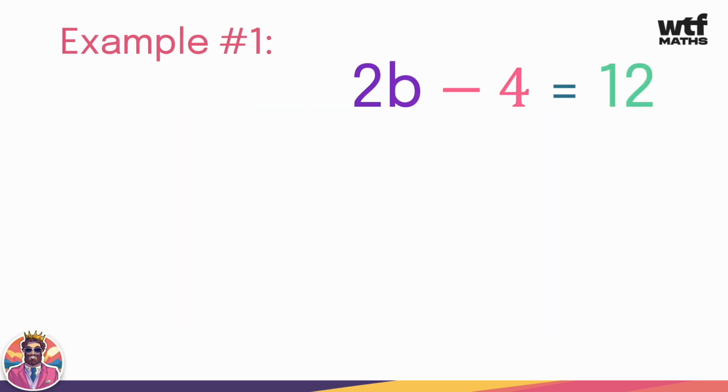Okay, so let's try to solve a problem. We've got this equation here, 2b take 4 equals 12. So where do we start? First of all, let's remember our backwards BIMDAS. Now I call it SADMIB, that's just how I remember it, but we're going to try to get rid of any subtraction or addition first.